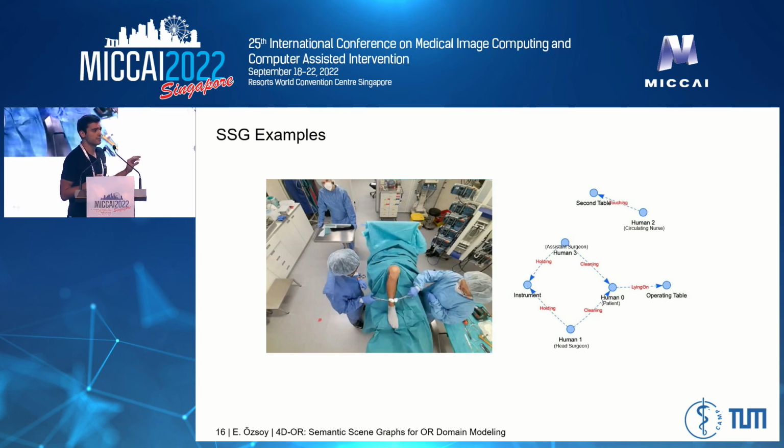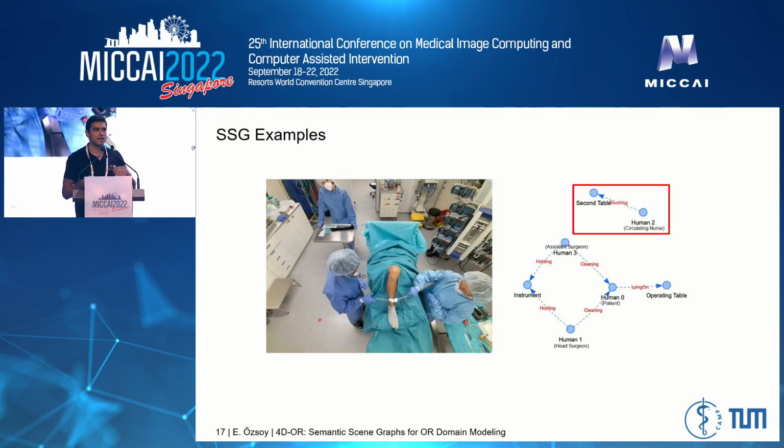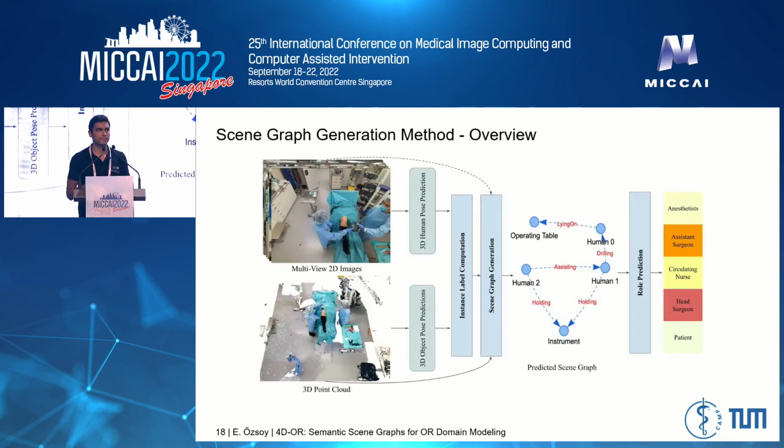In the second example, we have a cleaning scene, sterilization before the actual surgery starts. And I want to focus on this part especially, where you see the circulating nurse touching the table. This would not traditionally be considered an essential part of the surgery, but the point here is the scene graph really tries to capture everything that happens in the operating room, not necessarily only the most interesting part.